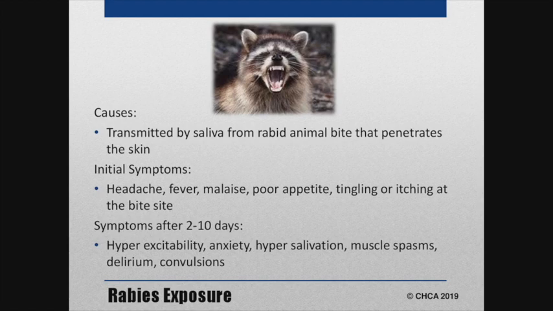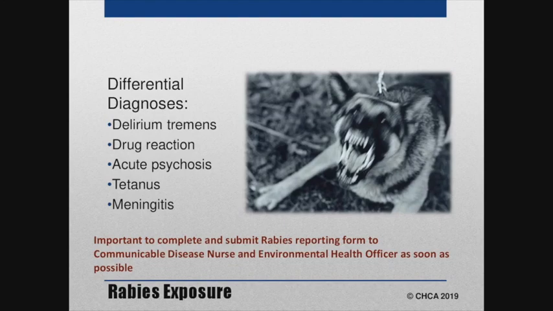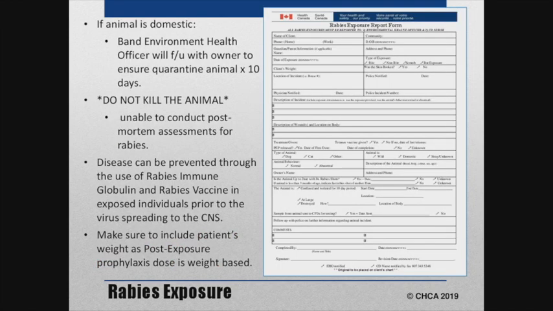And so it's important that if there is exposure, public health is contacted, as it is reportable, but also to make sure that the proper vaccines can be provided to assist with management. Some of your differentials may be delirium tremens, drug reaction, acute psychosis, tetanus, or meningitis. It's important that we complete and submit the rabies reporting form to the communicable disease nurse and environmental health officer as soon as possible, as I mentioned.